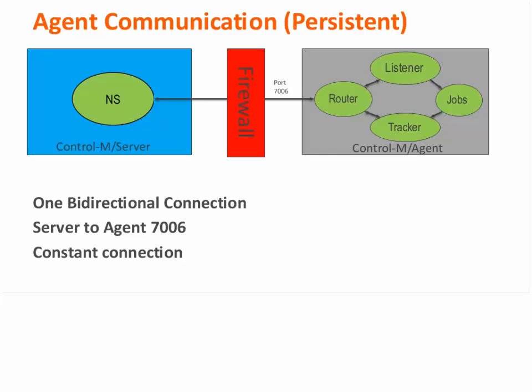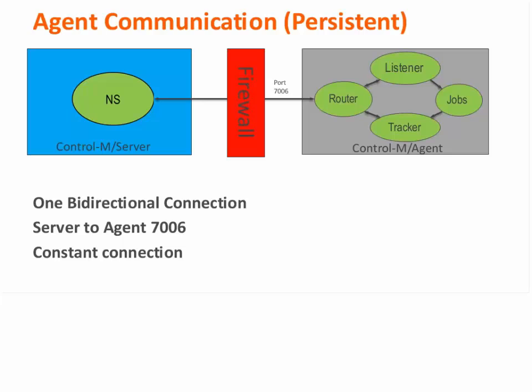Here we see our familiar Control M server, Control M agent, and a firewall. Now when the server wants to submit a job or request to the agent, it sends it to the router. It's the agent router that allows the server to maintain that constant connection with the agent. The listener again sends the request to the other agent background processes to run. The tracker monitors the request status and submits the info to the router. Then the router sends the info back to the Control M server on the default port 7006.